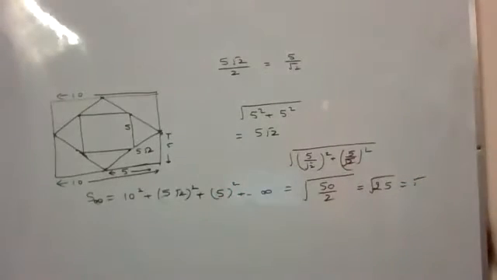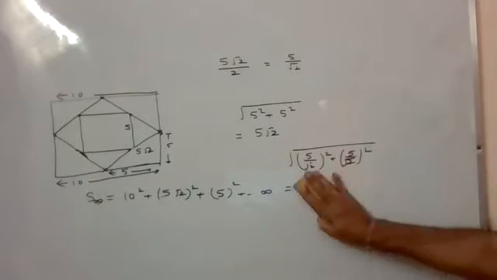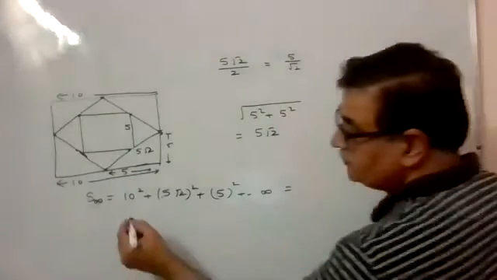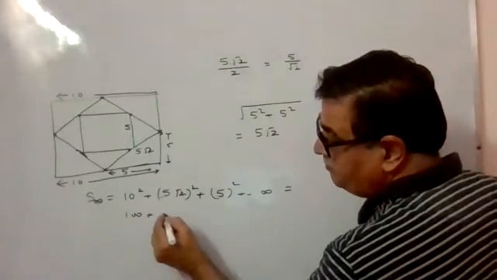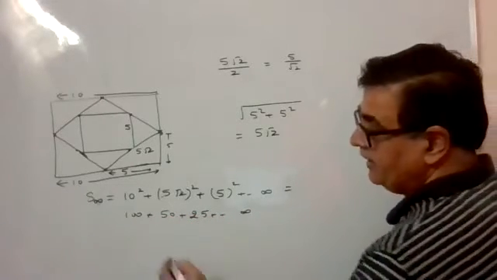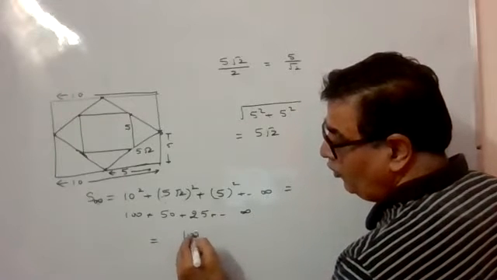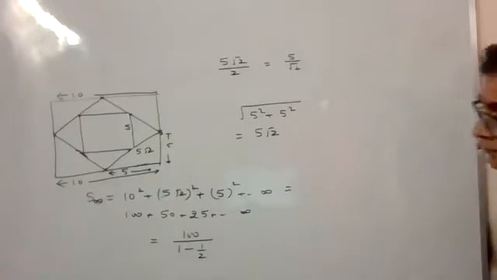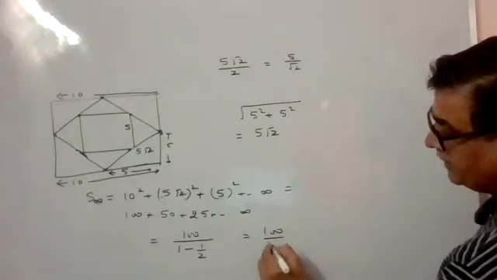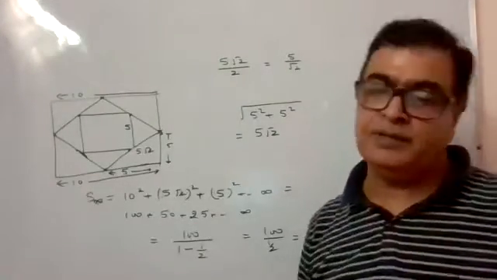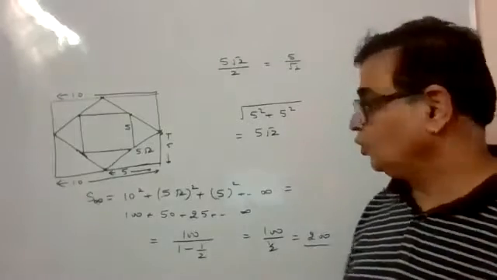Till infinity it will go. It is a GP clearly, with ratio 1 by root 2 in sides, because this will come 100, this will come 50, this will come 25, till infinity. And the sum of an infinite GP is what? A over 1 minus R. R is half. Then it comes out to be 100 by half. Your result is 200. So the total area of these squares, if you add up, will come out to be 200.